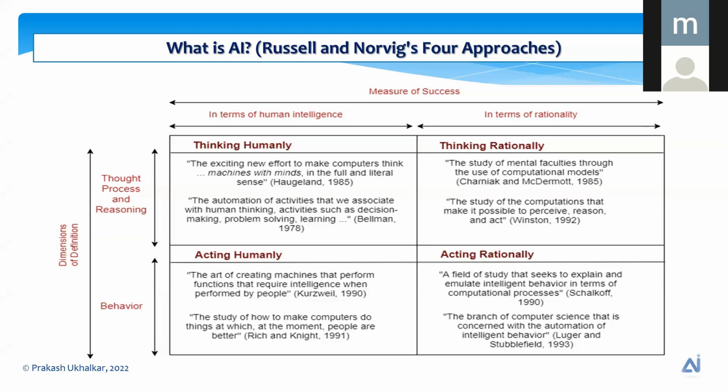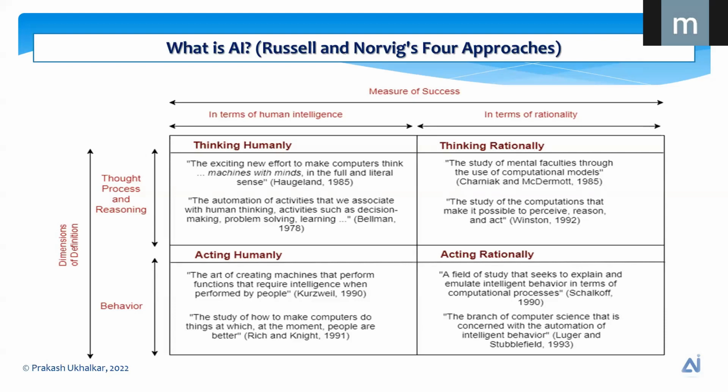When it comes to thinking rationally, thinking rationally means with some reason, with some sensible judgment, with some logic, right? So in 1985, Charniak and McDermott defined AI as the study of mental faculties through the use of computational models, while Winston in 1992 defined it as the study of the computations that make it possible to perceive, reason, and act. So that was all about thinking rationally, thinking with some logic, right? Reason.